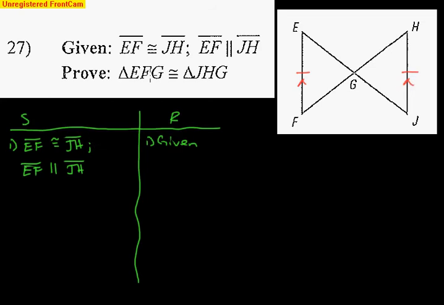So what I have already, if I want to prove these triangles congruent, is a pair of sides. So now we've got to work on either getting more sides or more angles. Okay, we have parallel lines. This line and this line are parallel. Let's start with one transversal, EJ. EJ is a transversal. Alternate interior angles are congruent. Angle E is congruent to angle J.